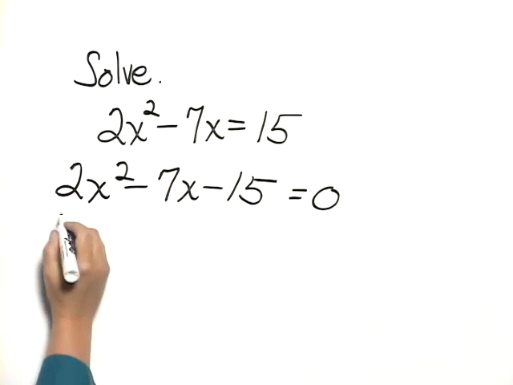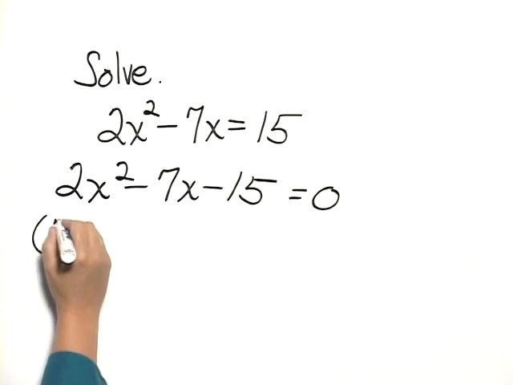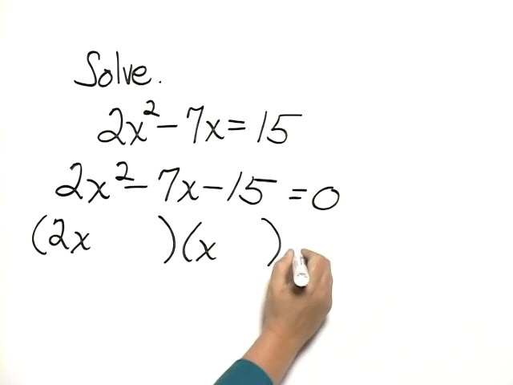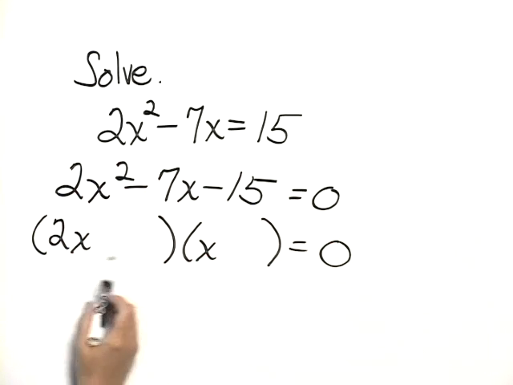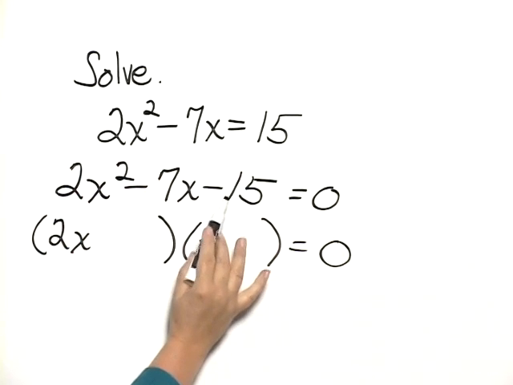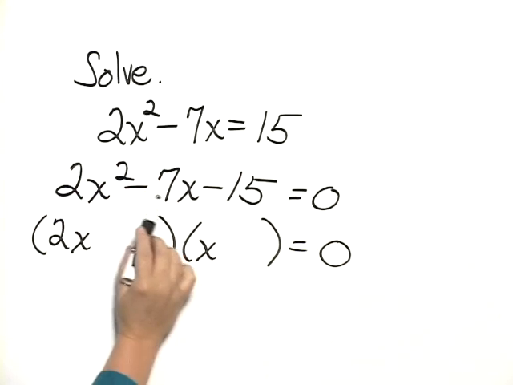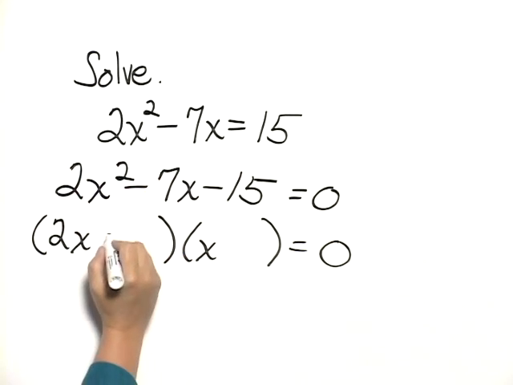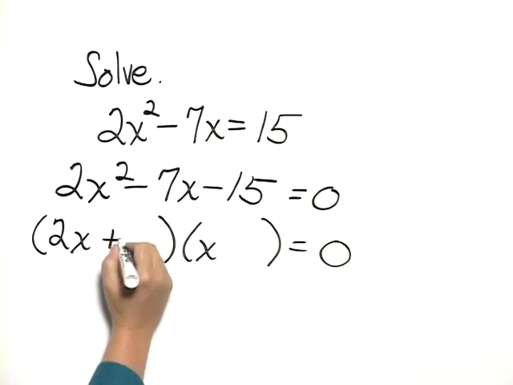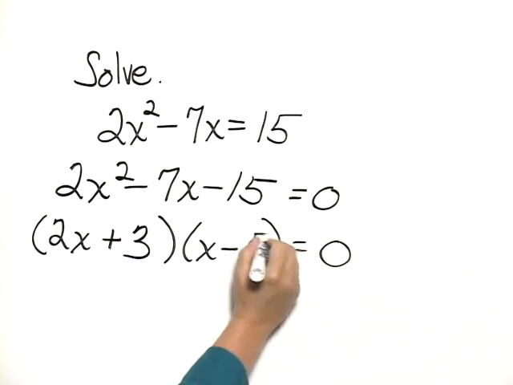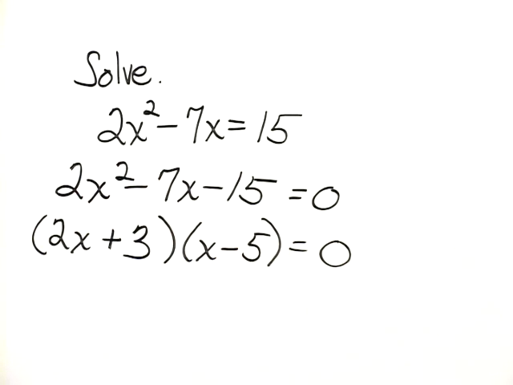Now we want to factor, so we factor this trinomial. We factor it into two binomials, and we're looking for factors that multiply to 15, and when we multiply this out, we would get a middle term of negative 7. We may use some trial and error, and we'd find that we want 2x plus 3 times x minus 5.